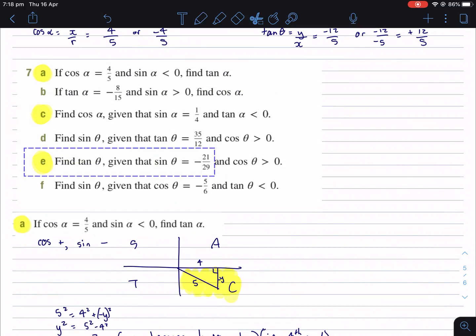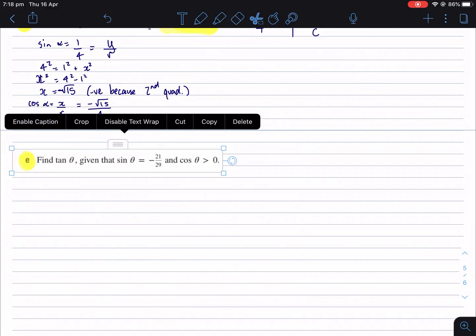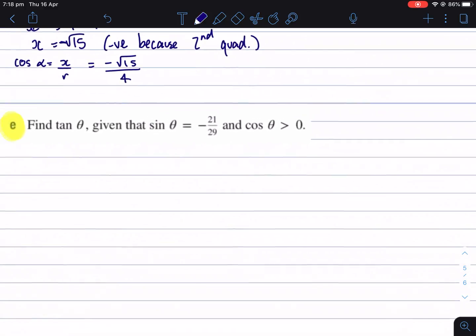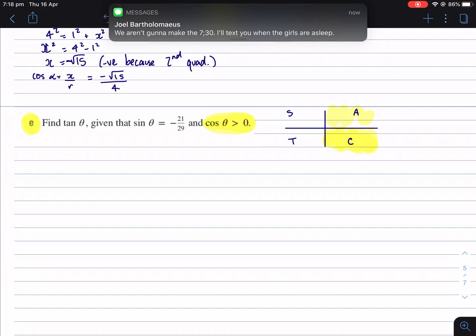Last question from question 7. Yes, I remembered to paste the image. Okay. Here, we've got to find tan theta, given that sine theta is negative and cos theta is positive. So, SATC, we know sine theta is negative, so we're down here, but we also know cos theta is positive. The only time sine is negative and cos is positive, we're here. Sine's negative, so we're not here.